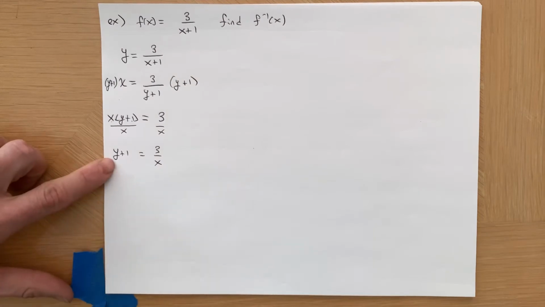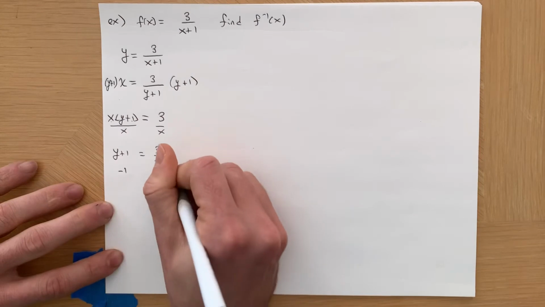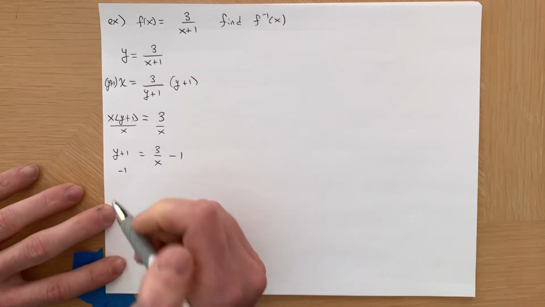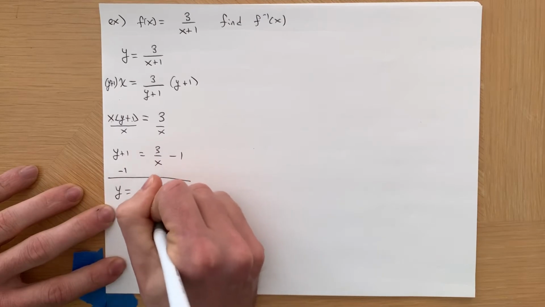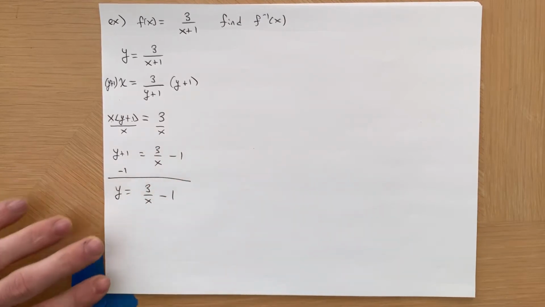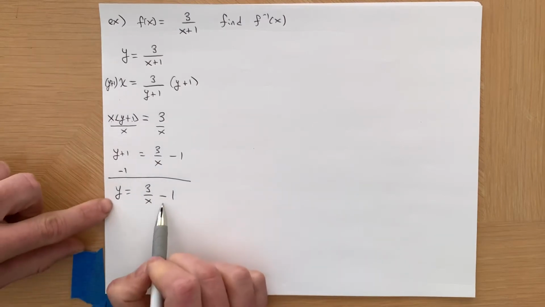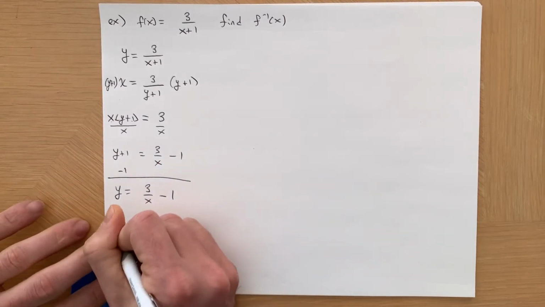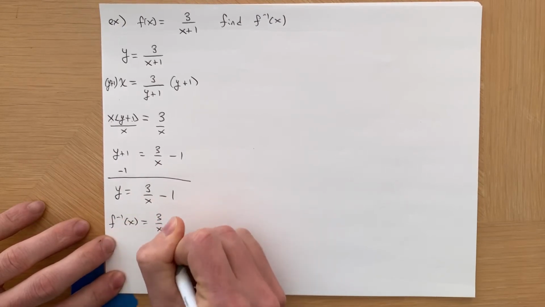So now we're almost done solving for y. All we have to do is subtract this 1 over. So subtract the 1, subtract the 1. It cancels on the left, and you're going to get y is equal to 3 over x minus 1. And again, just like before, once you've done the step where you solve for y, this is your f inverse. So our f inverse of x is equal to this, 3 over x minus 1.